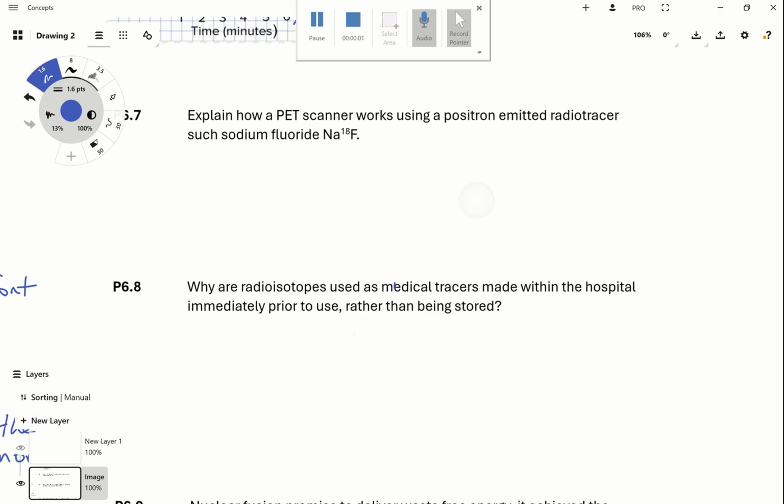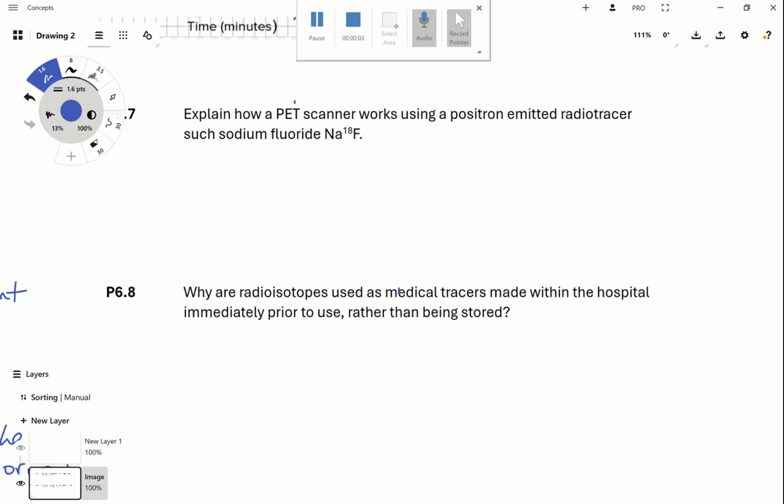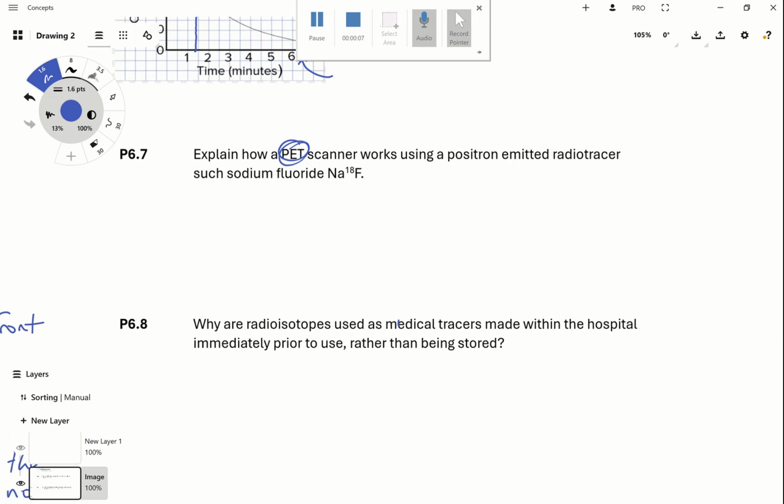Okay, so quick section on medical scanners and uses, and more importantly, PET scanners and how they work. Remember, the P stands for positron, so it's positron emission tomography. But ultimately, what do we need to know?